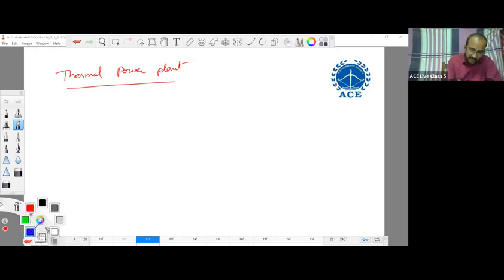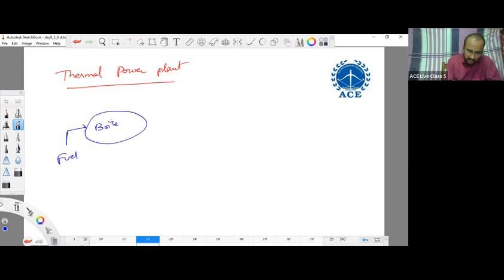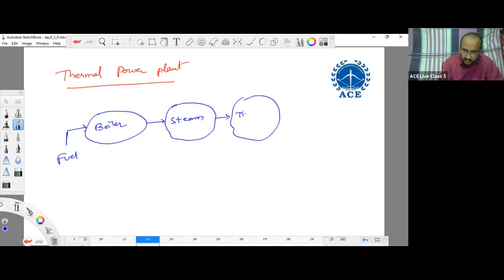If you observe the thermal power plant, fuel is given as input to the boiler. Boiler output is what? Steam. The steam is given as input to what? Turbine. The turbine and the rotor of the generator are mechanically coupled, yes or no? Turbine and generator are mechanically coupled. Here, power is generated.